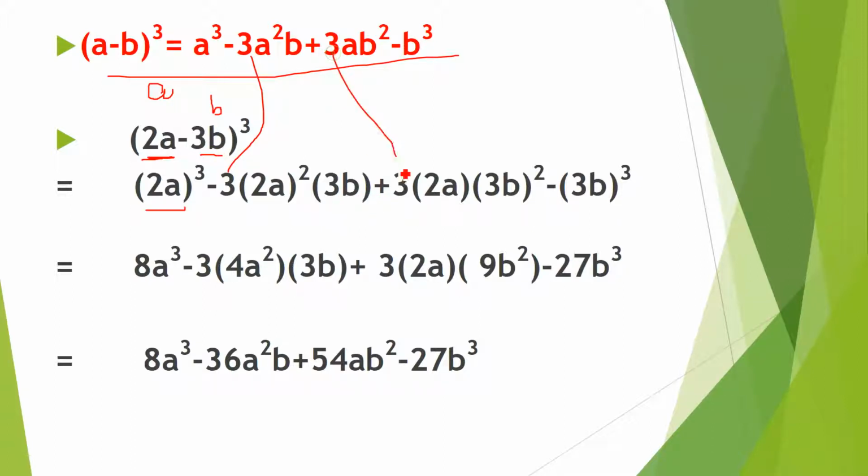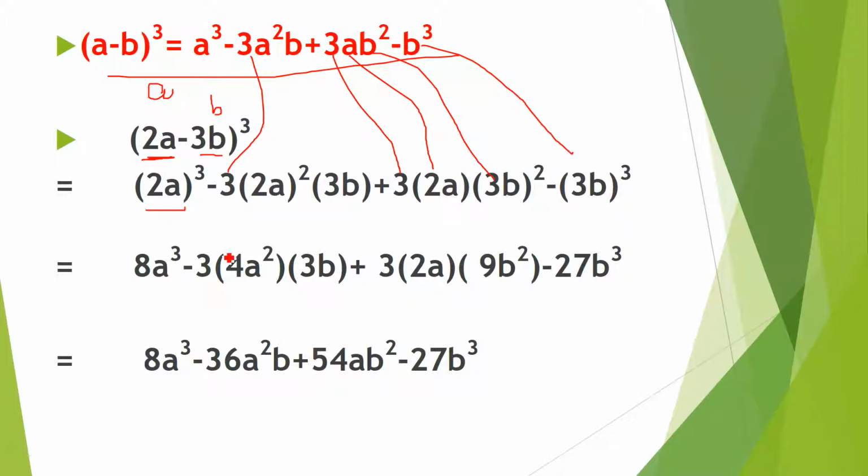Plus this 3, instead of a, we have 2a. Now we do not have a square or a cube, anything, only a. So you have to write down 2a only, 2a, and then b square. Instead of b, you have 3b. So make 3b whole square, because in the formula you have b square. And then you have minus b cube. So instead of b you have 3b, make the cube, 3b whole cube, right?